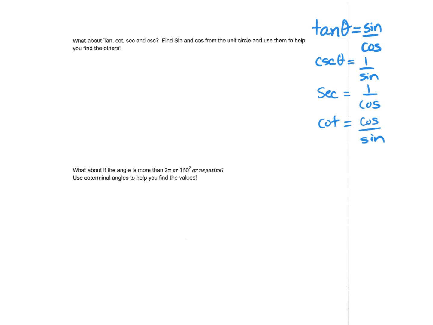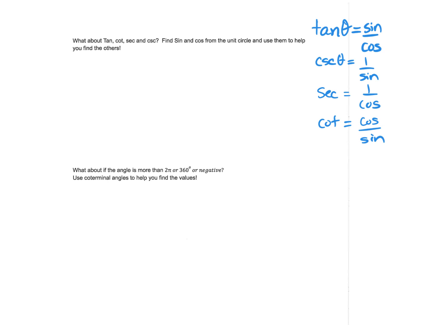Now, what if the angle is more than 2 pi? Then you need to subtract out the 2 pi enough times until you get something that is below 2 pi. In other words, if I had 11 pi over 2, I would need to subtract 2 pi from it. So I would do 11 over 2 on my calculator and minus 2, minus 2, minus 2, until I got something that was less than 2 pi. And then I could look on my unit circle and figure out what it was. Does that make sense to everybody?